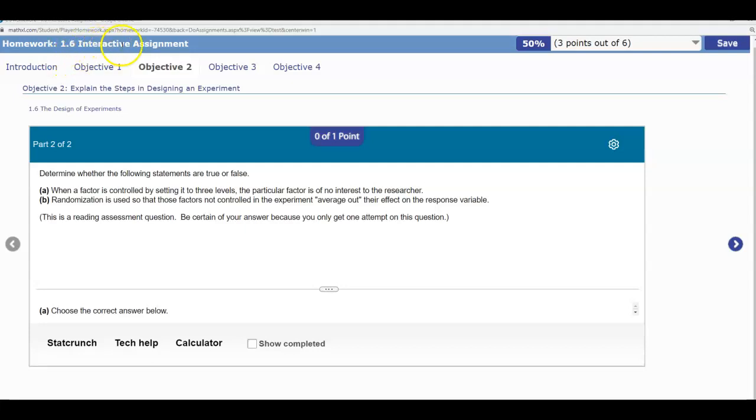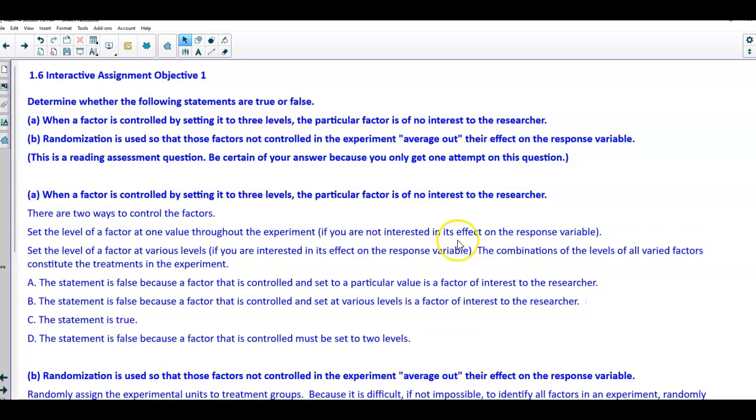Section 1.6 Interactive Assignment Objective 2. Determine whether the following statements are true or false. A. When a factor is controlled by setting it to 3 levels, the particular factor is of no interest to the researcher. B. Randomization is used so that those factors not controlled in the experiment average out their effect on the response variable. So let's take a look at this here.